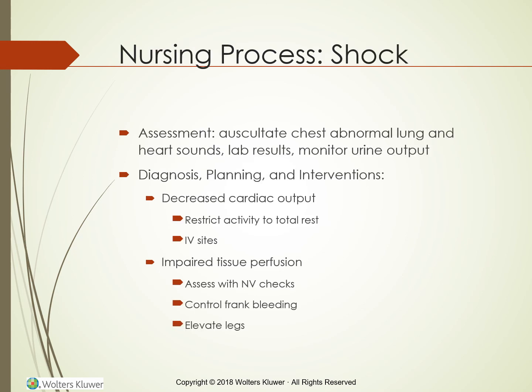Nursing process for shock includes assessment: auscultate chest and abnormal lung and heart sounds, check lab results, monitor urine output. Diagnosis, planning, and interventions include decreased cardiac output, so you want to restrict activity to total rest. You want to have IV site access. For impaired tissue perfusion, you want to assess with neurovascular checks, control bleeding, and elevate the legs. This is the end of the slideshow.